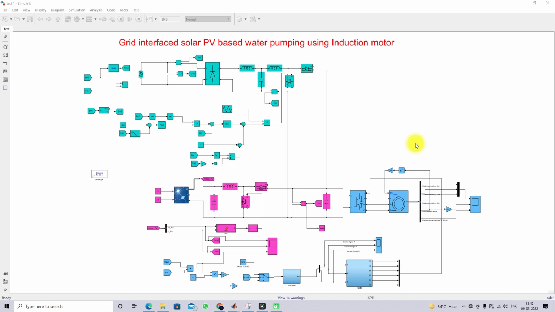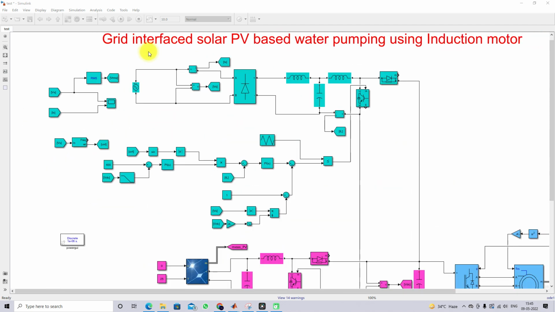So this model consists of a grid system as well as solar PV to drive the induction motor, and that induction motor will act like a water pump. Okay, so first I'm going to explain about the grid system.